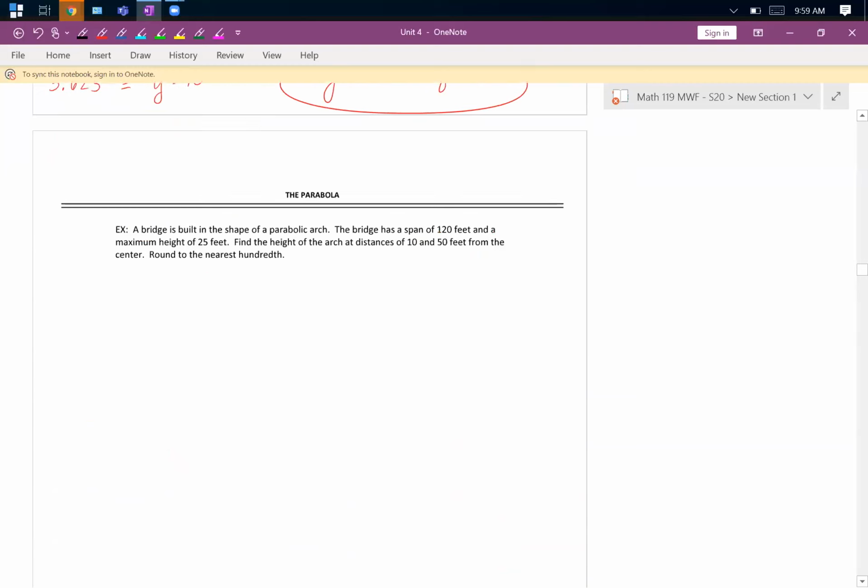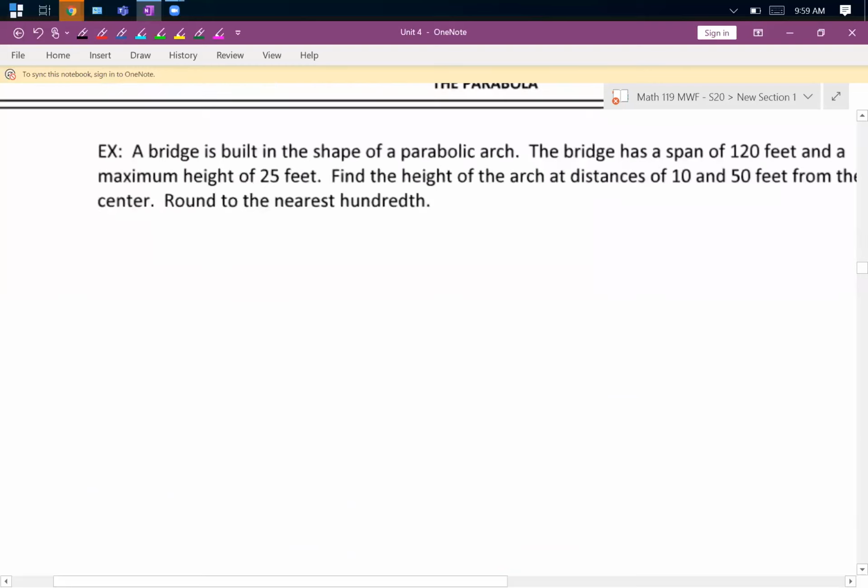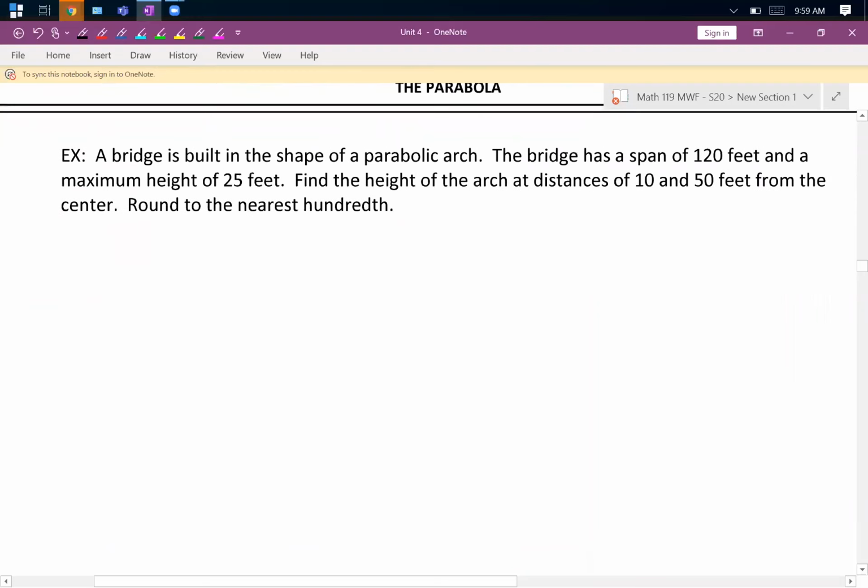Okay, last one. A bridge is built in the shape of a parabolic arch. The bridge has a span of 120 feet and a maximum height of 25 feet. Find the height of the arch at distances of 10 and 50 feet from the center. We'll round our answer to the nearest hundredth.